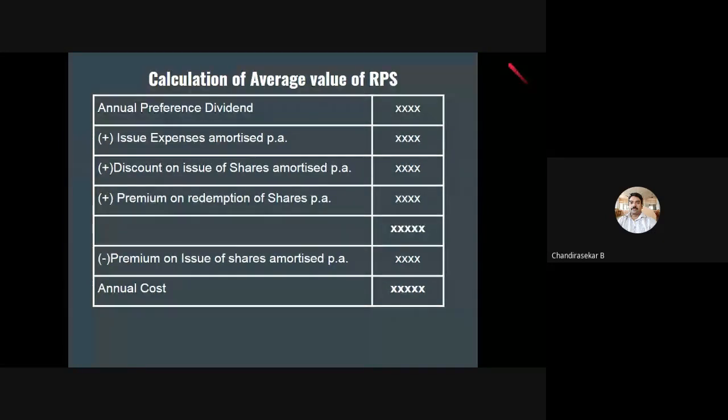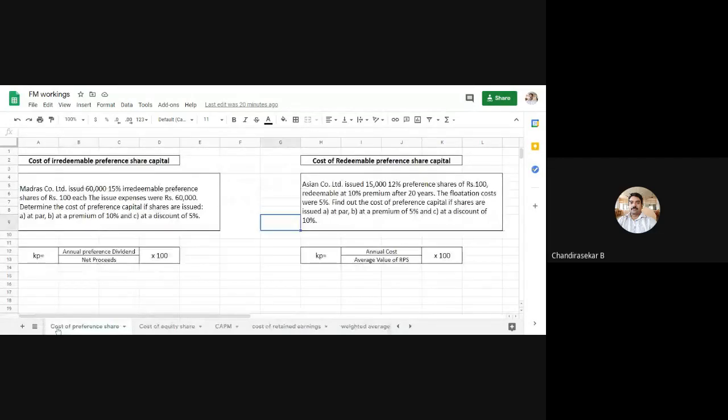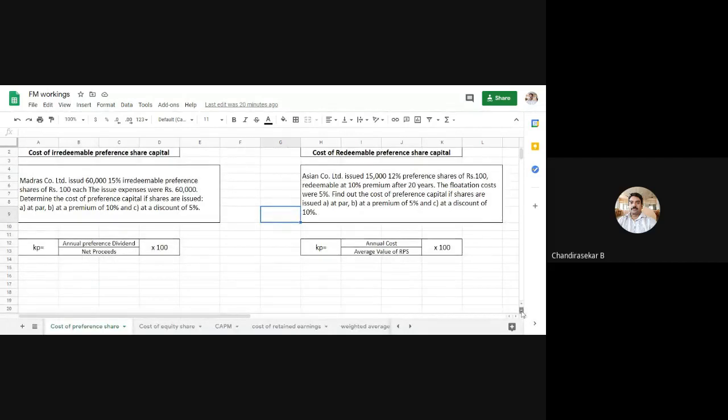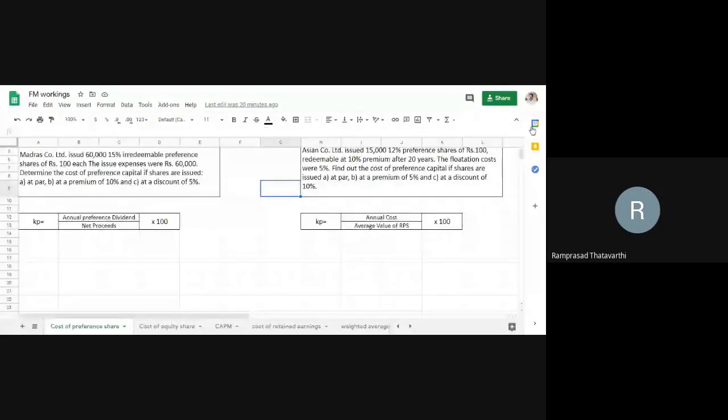Okay, I'm going to share a Google Sheet. Can you see this one? Yes, sir.